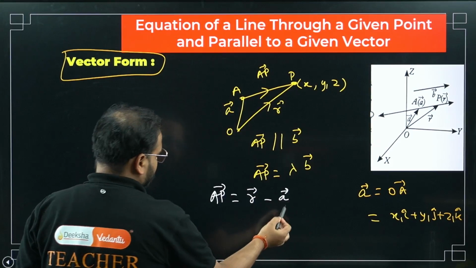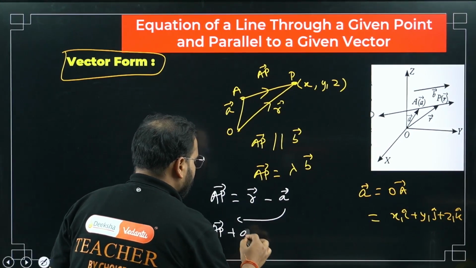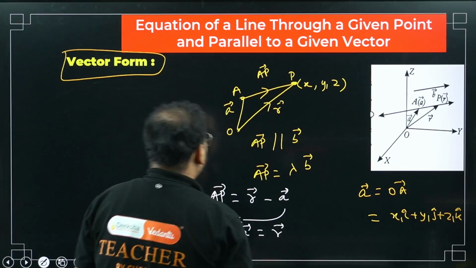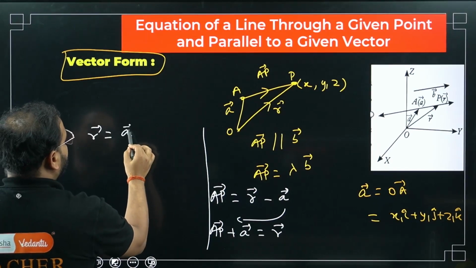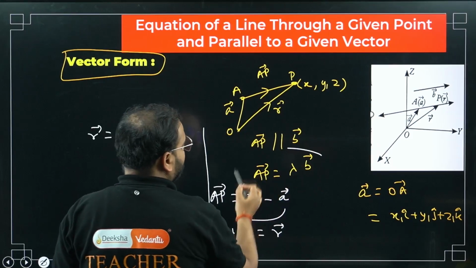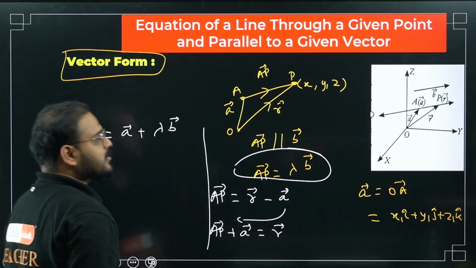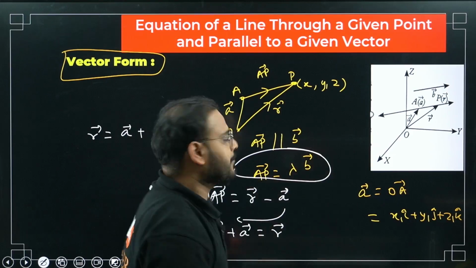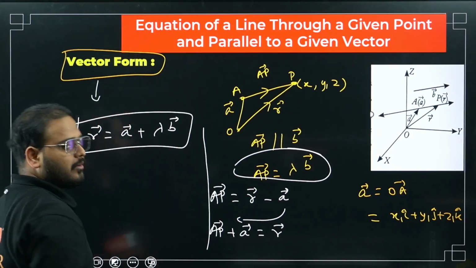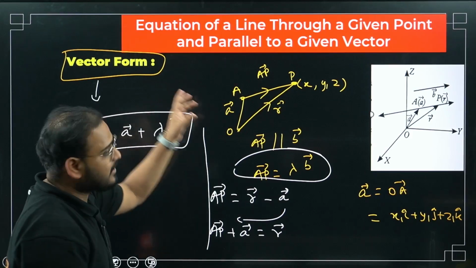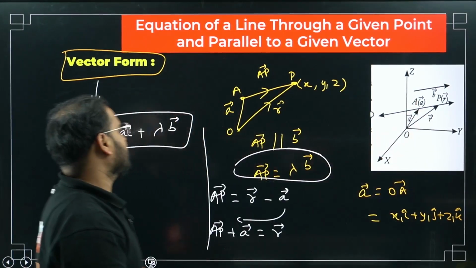So bring this A on this side, I get what? Vector AP plus vector A equals vector R, and from here vector R equals vector A plus, what is the AP vector? Please check from here, lambda times B. How come lambda times B, sir? Because vector AP is parallel to vector B. This is the general form in vector notation of a line passing through the point A and parallel to a vector given as vector B.